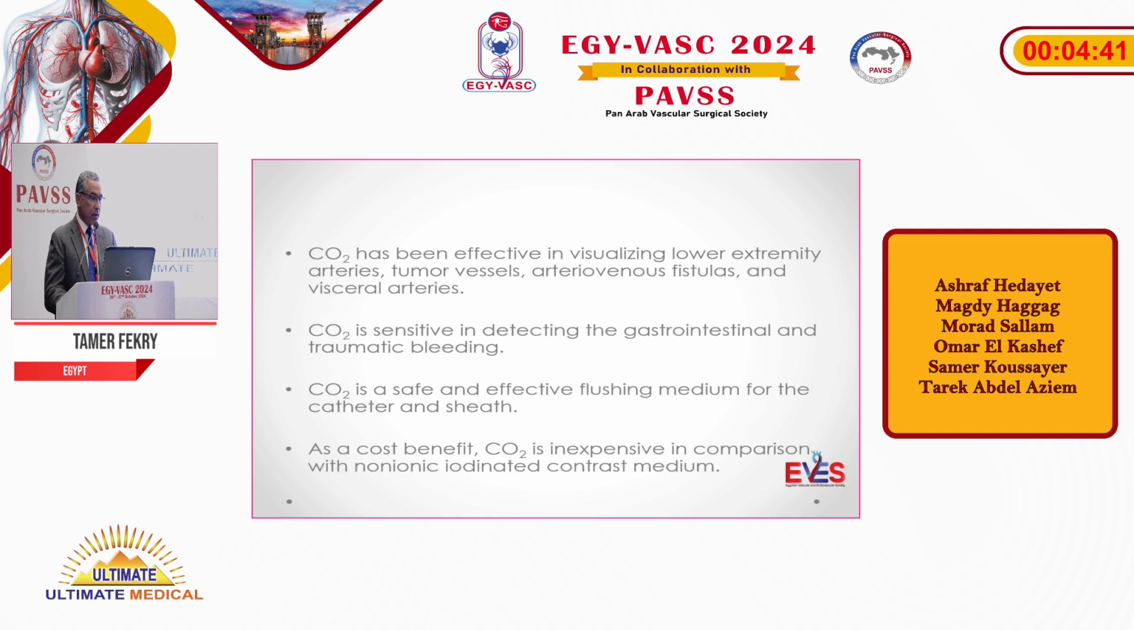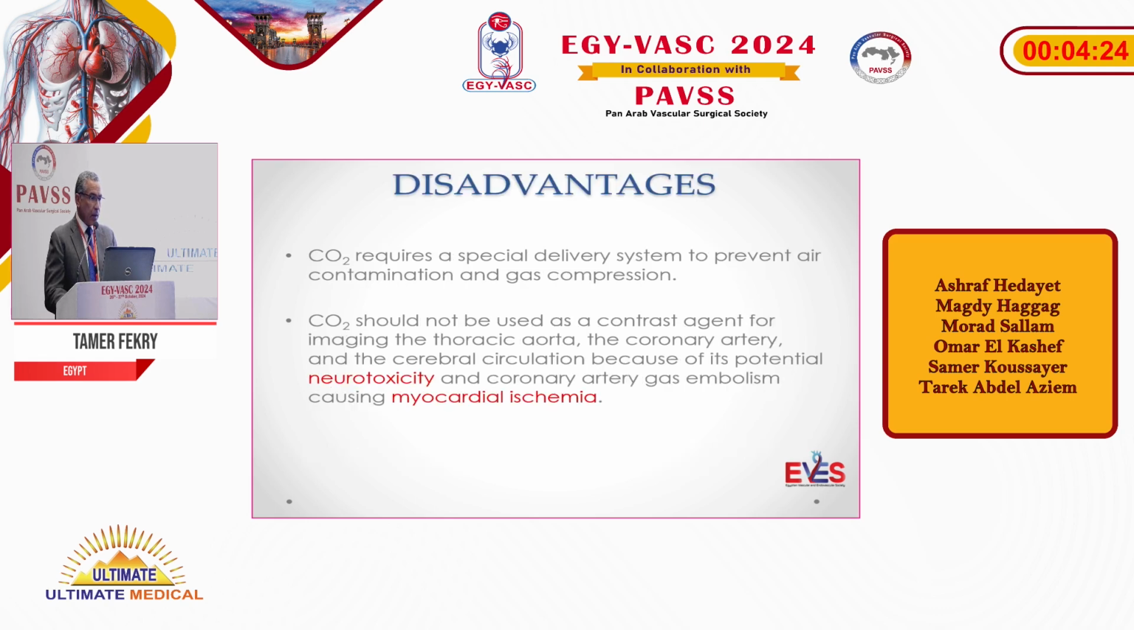CO2 has been effective in visualizing lower extremity arteries, tumor vessels, arteriovenous fistulae, and visceral arteries. It is very sensitive in detecting gastrointestinal and traumatic bleeding. It is a safe and effective flushing medium for catheters and sheaths. Disadvantages: CO2 requires a special delivery system and catheter, used properly, to prevent air contamination and gas compression.